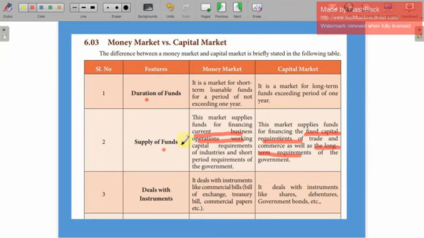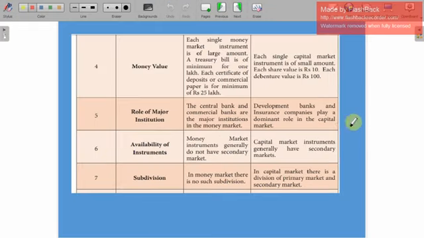So what are the instruments they deal in the capital market and money market? In the capital market, they deal in shares and debentures. In the money market, instead of securities, we are using some instruments, that is bill of exchange, treasury bill, commercial papers, etc.